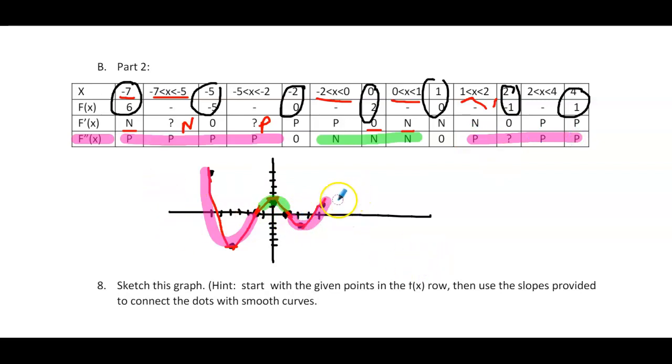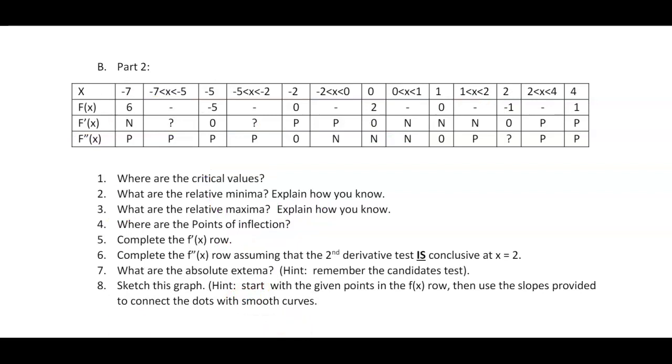So that's my graph. After you plot the points, you really just check to make sure all your slopes and concavity match the table, but after you plot your points, it's kind of straightforward. So that is 5.7 part B. Okay, I'll move on to 5.8.